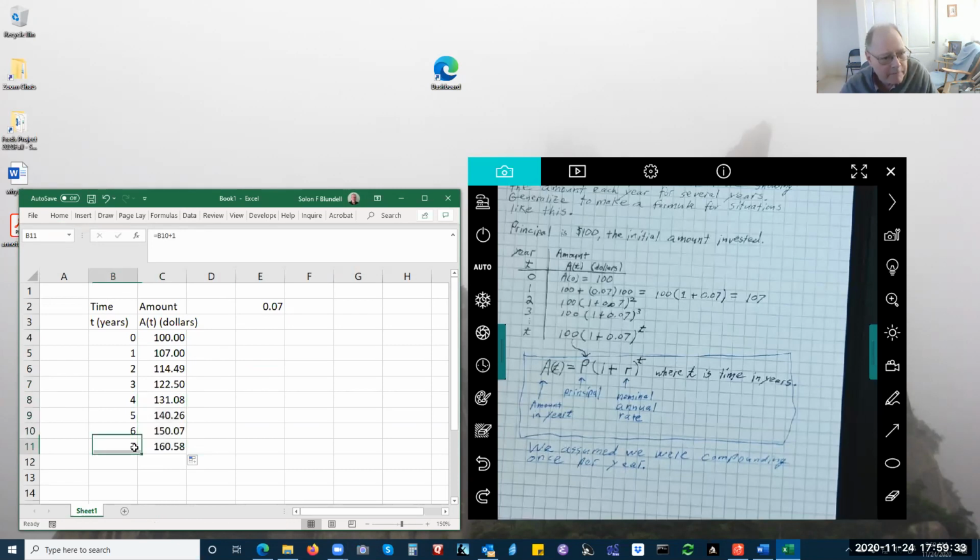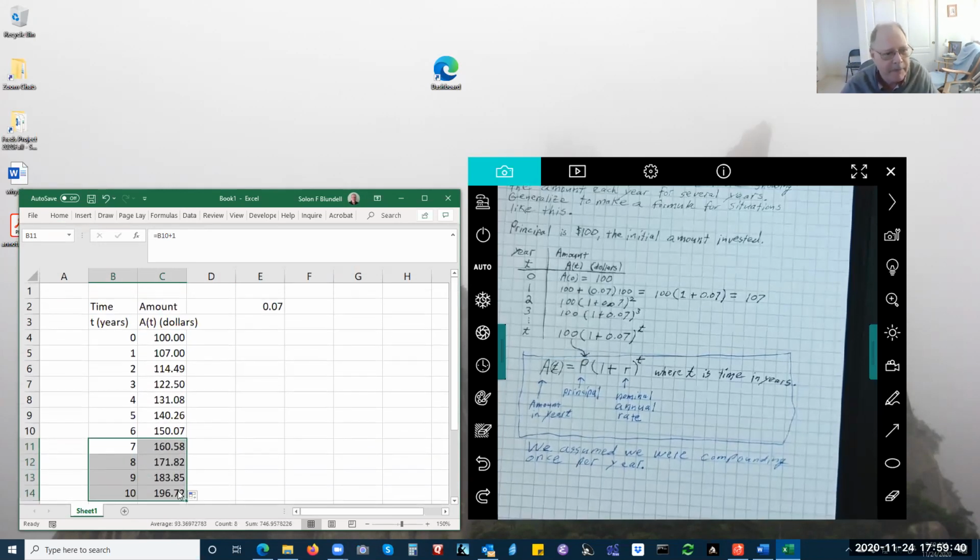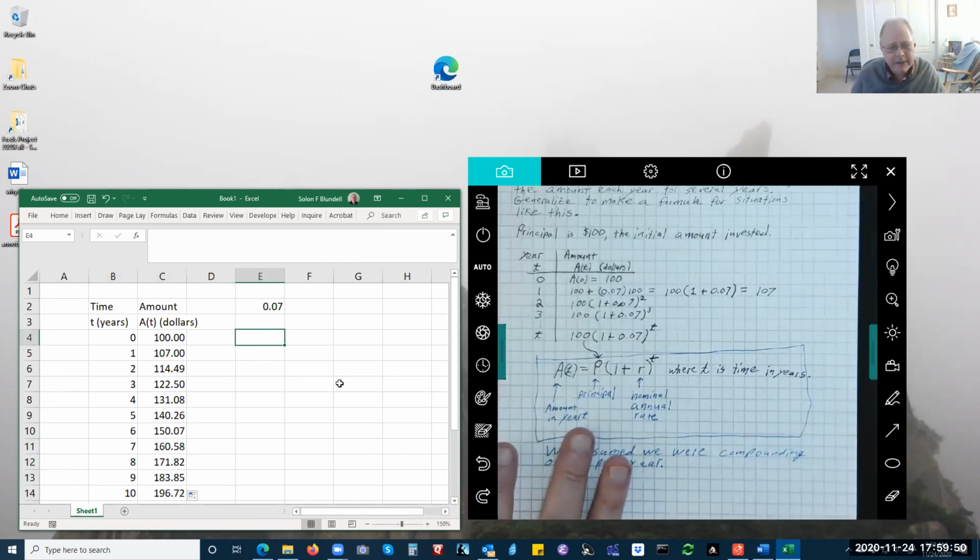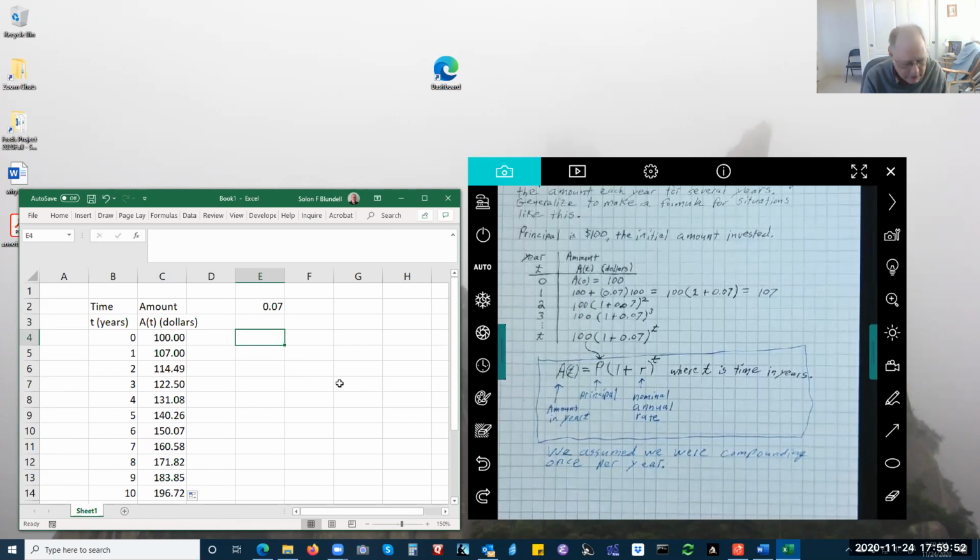And you know, the further we go out, you notice by the time you get to 10 years, it's just about doubled. And you can use that. That's a handy thing to know. You can use that to do estimates. What do they call this? There's a name for this thing. Rule of 70, I think it is, or rule of sevens, something like that.